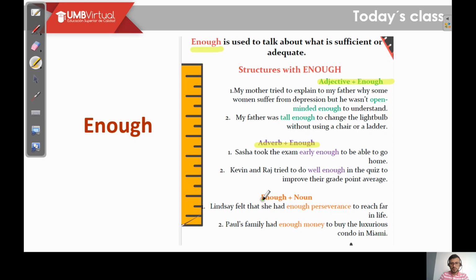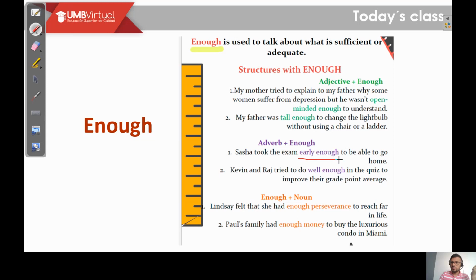Enough plus noun. So we have adjective plus enough. This means that the adjective goes first. Open-minded enough. My mother tried to explain to my father why some women suffer from depression, but he wasn't open-minded enough to understand. Or my father was tall enough to change the light bulb. We have those adjectives that help us complement.